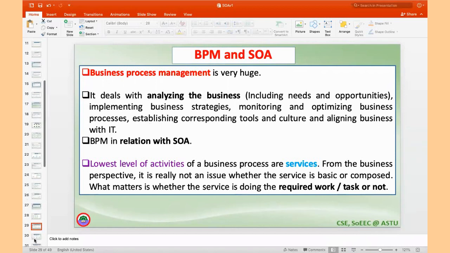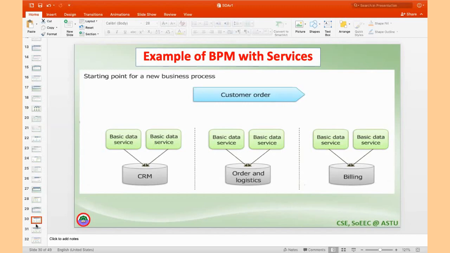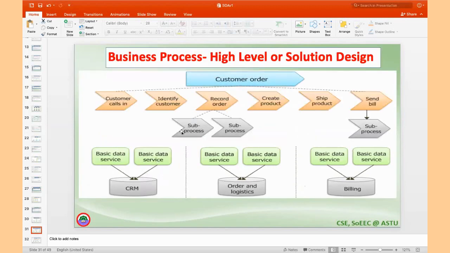So you can decompose your business process to automate it using the IT infrastructure, maybe your basic services and then composite services. These are the small services. Suppose we consider customer order as your business composite service, maybe a sub-process. That composite service can be implemented by small basic services: the basic data service of the CRM, the basic data service of logistics, and the basic service of your billing. So you can develop a higher-level customer order sub-process, something like that. These are the different sub-processes.